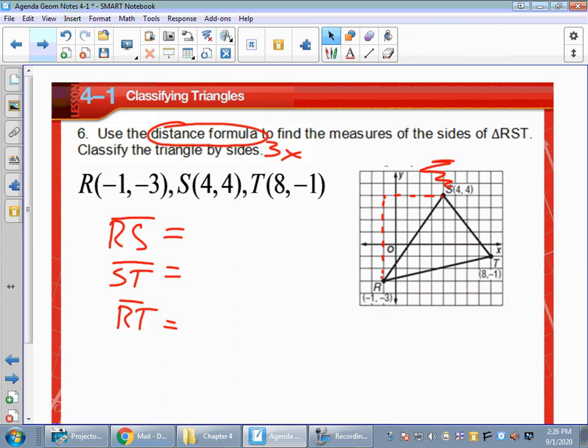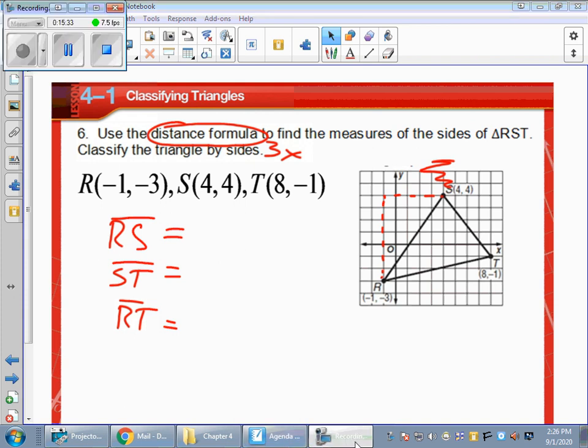Okay? So that's it for these 4-1 notes on classifying triangles by their sides and by their angles. Finish these notes up, finish these examples, and bring your questions to class.